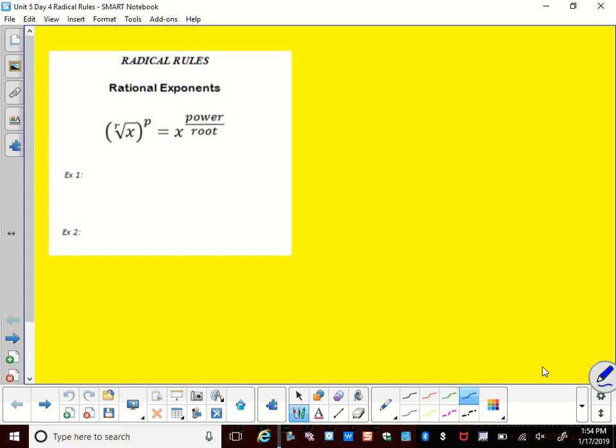Okay, so we're doing radical rules. Last time we did exponent rules. Now we actually have different radicals. I know last time our yellow sheet went in order from top, bottom, top, bottom. Now we're going straight across. So make sure you're writing in the right space.